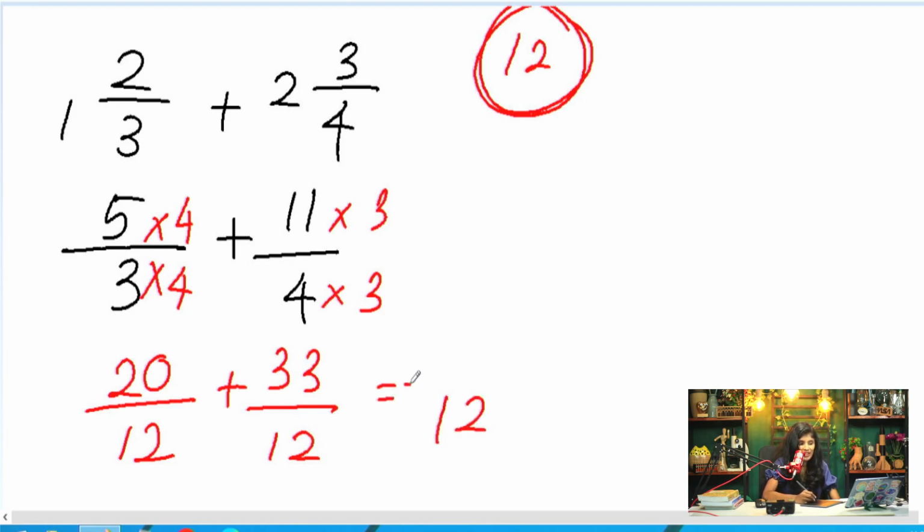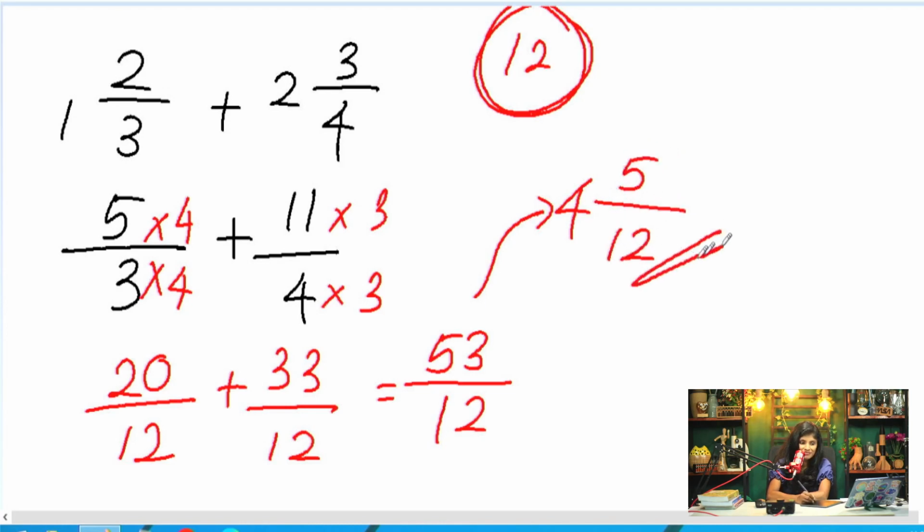Okay. Now let's add this together. Denominator is 12 and numerator is 53. Now I can't cut both sides but I have to convert this one into a mixed number. So how many 12 times are there for 53? 4, no? That is 48. So 5 is remaining. You can do this one in the long division method also, but if you can do this one in your mind, that's better.